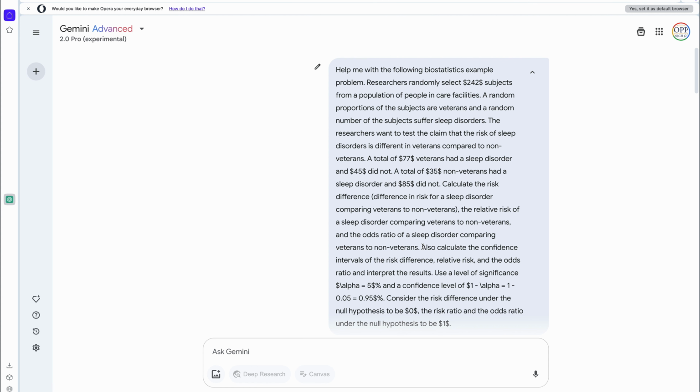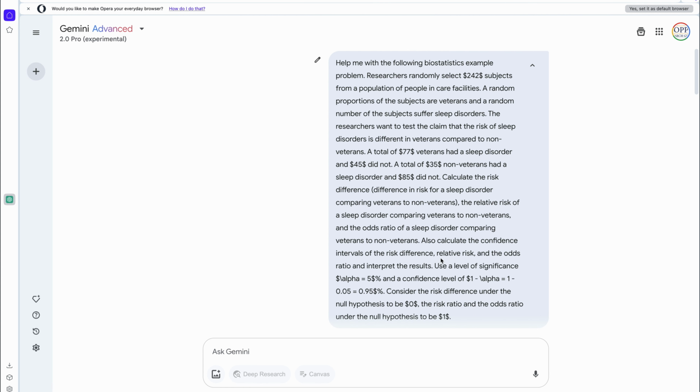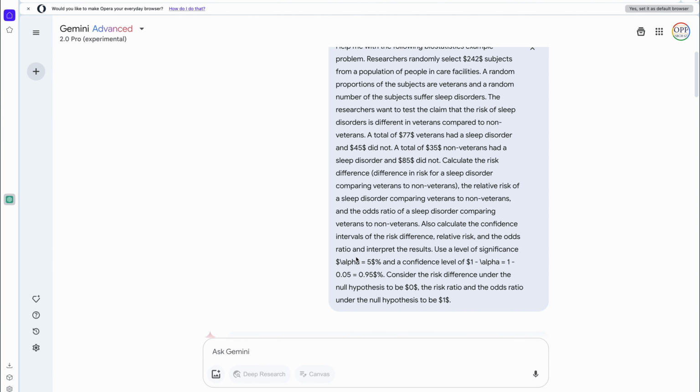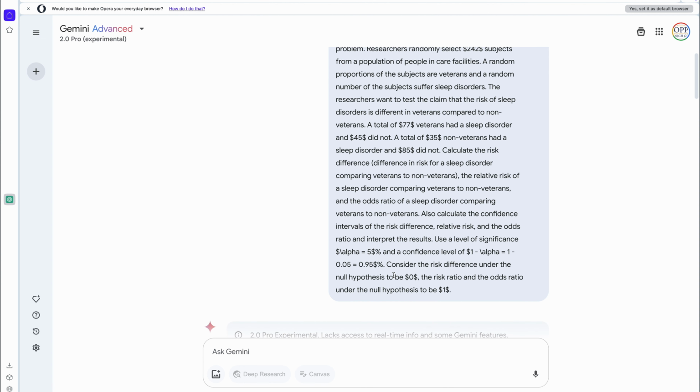Then it goes on, also calculate the confidence interval of the risk difference, relative risk, and the odds ratio, and interpret the results. Use a level of significance, alpha equals 5%, and a confidence level of 1 minus alpha equals 1 minus 0.05, that's 0.95. And if I want to express that as a percentage, that would be 95%. Consider the risk difference under the null hypothesis to be 0, and then the risk ratio and the odds ratio under the null hypothesis to be 1.